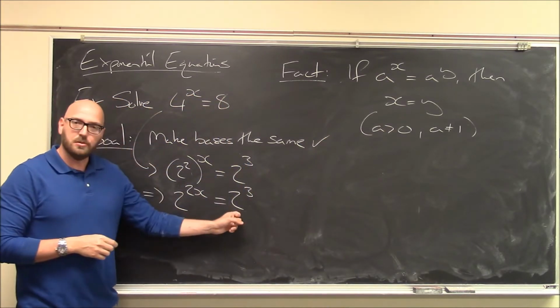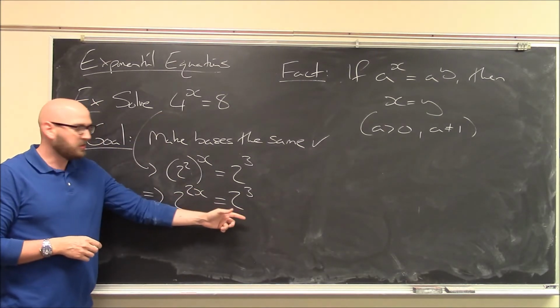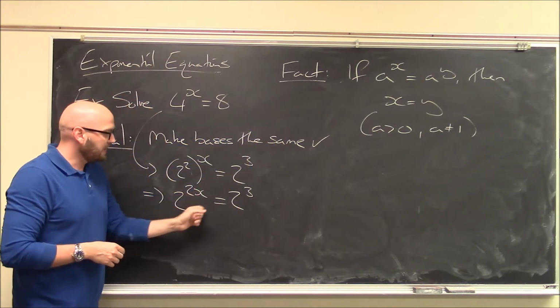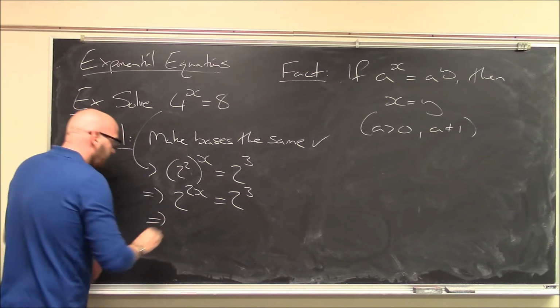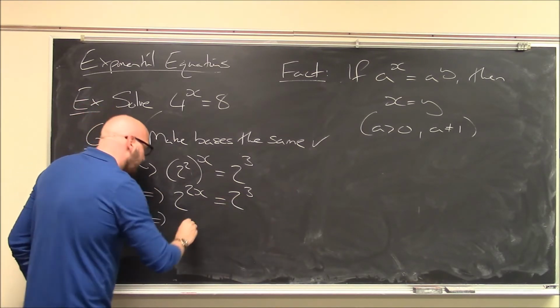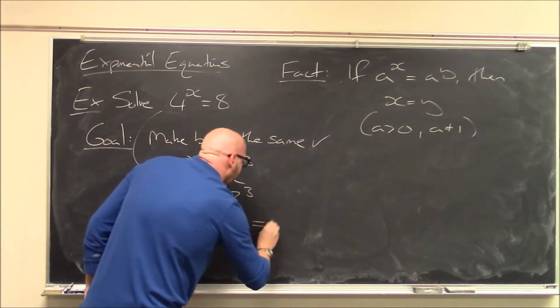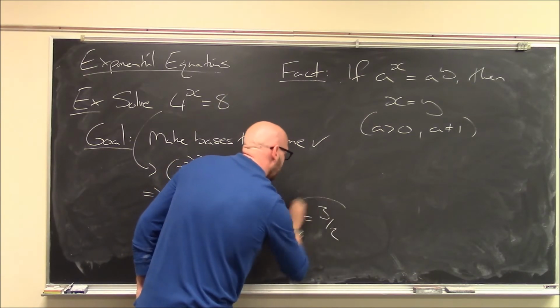Now it's 2 and 2. So same exponential equation, written in a different form where our bases are the same, and now we can use this fact. If the bases are the same and they equal each other, then the exponents must be the same. So the only way these are the same is if 2x equals 3, and that means x has got to be 3/2.